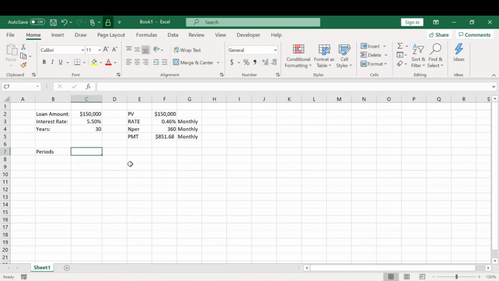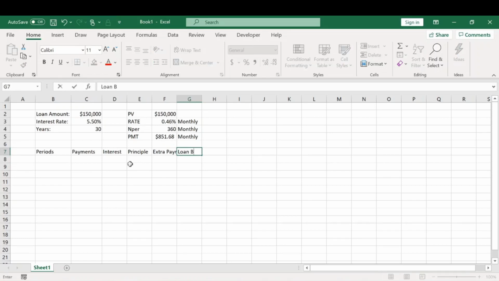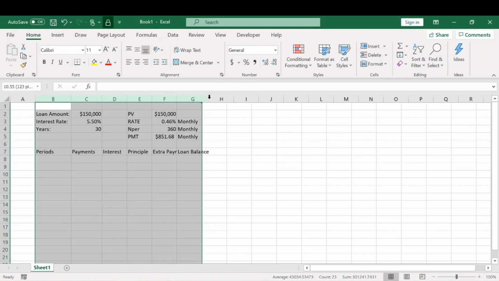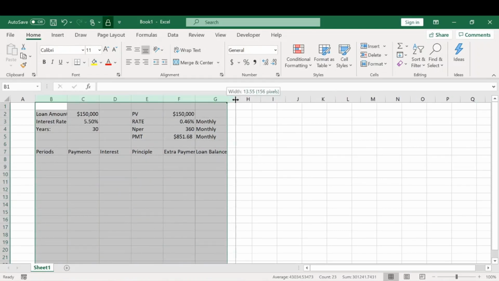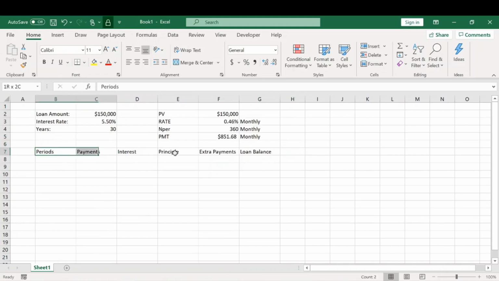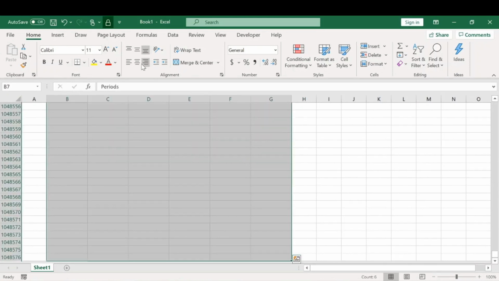To start an amortization table, we'll start with a couple of labels here. We'll go with periods. We'll need to know periods, the payment, the interest paid. We'll also want to know the principal paid, and then we'll add an extra payments section there, and then our remaining loan balance. Let's make this a little bigger, and then we're going to go ahead and center all this stuff.